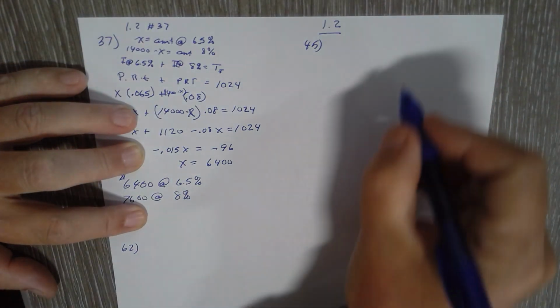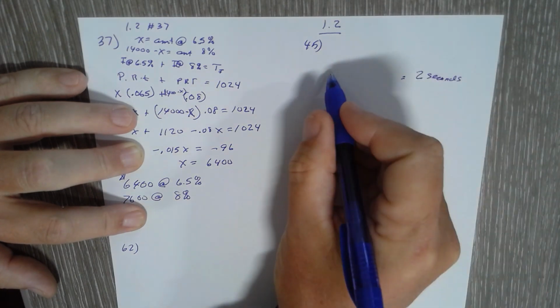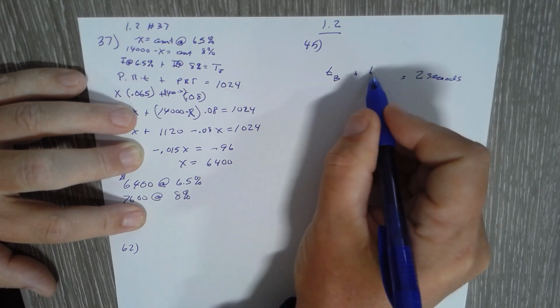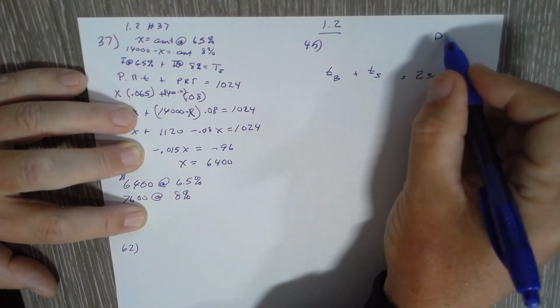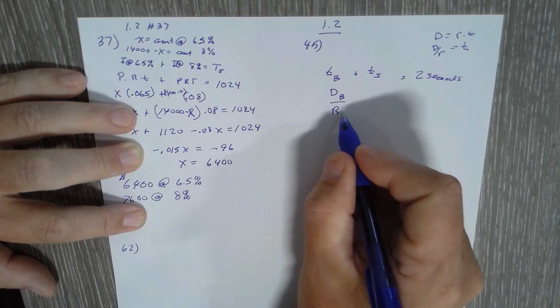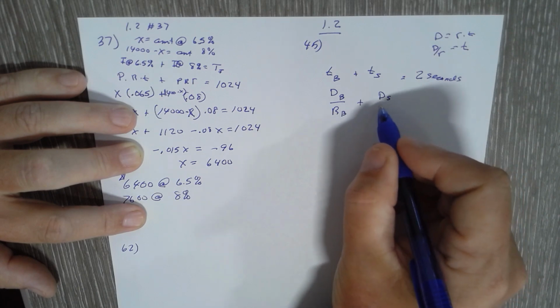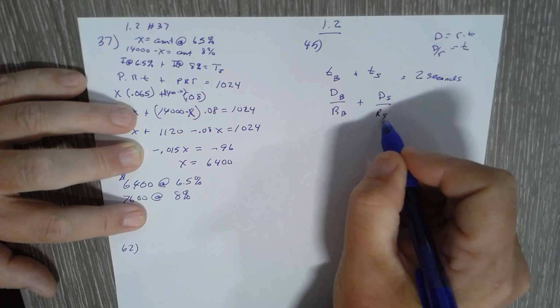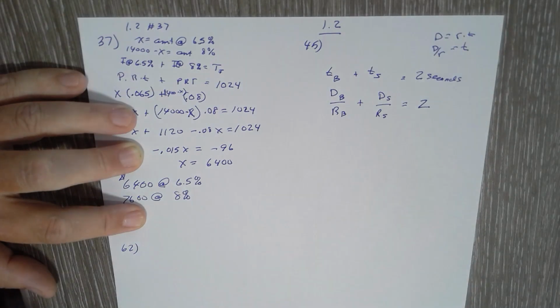So, being as they give me a total of 2 seconds, I'm going to take the time of the bullet plus the time of the sound. Well, they have to add up to 2 seconds. We know that distance equals rate times time, so time is equal to the distance over the rate. So this is going to be the distance of the bullet over the rate of the bullet plus the distance of the sound over the rate of the sound has to give me the total time. So time plus time equals time. Now, once I have that set up, plug in what we know, and it should work out pretty easily.